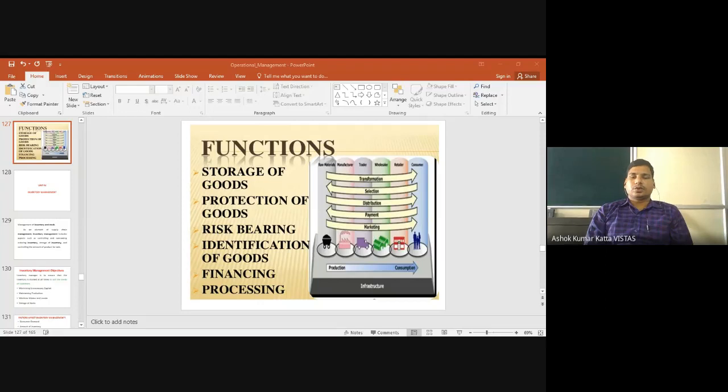Second one, protection of the goods. At any stage, we need strong protection and security for our products, because with the help of these materials or finished products we earn profits and fulfill our needs and requirements with the returns. So it is the duty of the manufacturers, or whoever is involved, to take care of all these things.